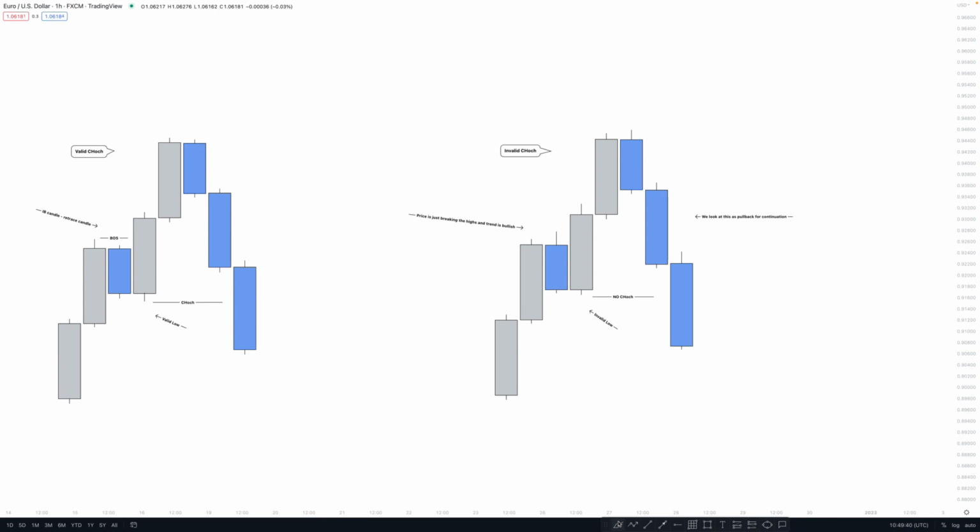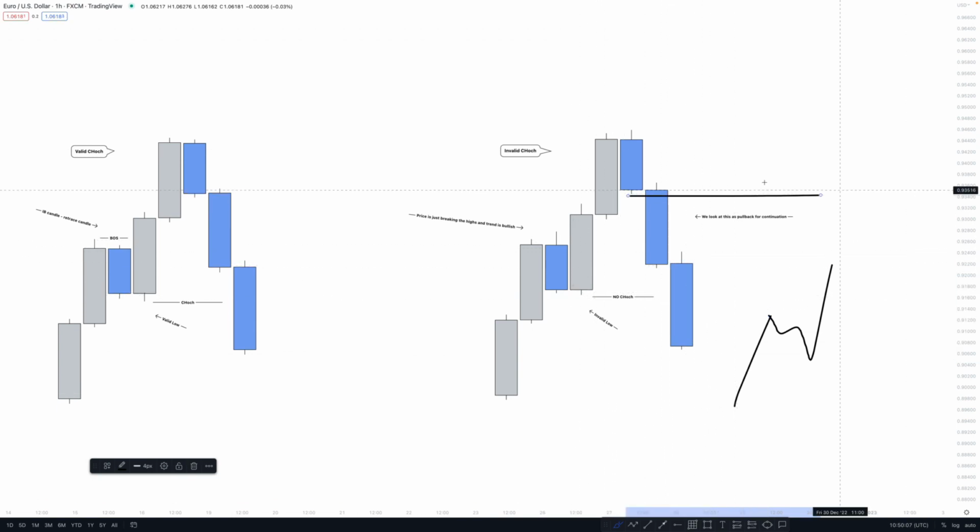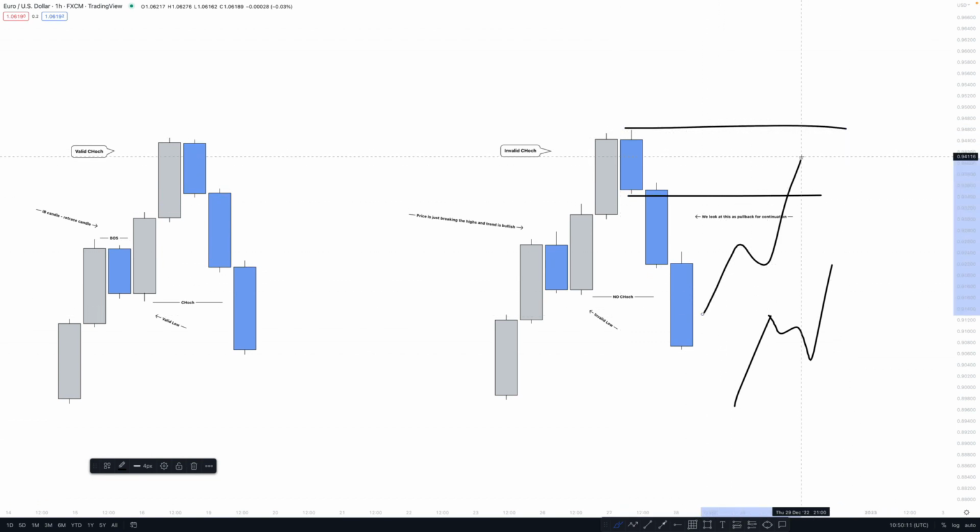So when this move happens, we actually consider this a pullback. So we have an impulse, and then we have a pullback, and then what comes after the pullback? Another impulse. Okay, so this is actually considered a pullback for a continuation push up. And there are a lot of traders who are looking at this as a change of character, and they start to look at this as an order block to short from here.